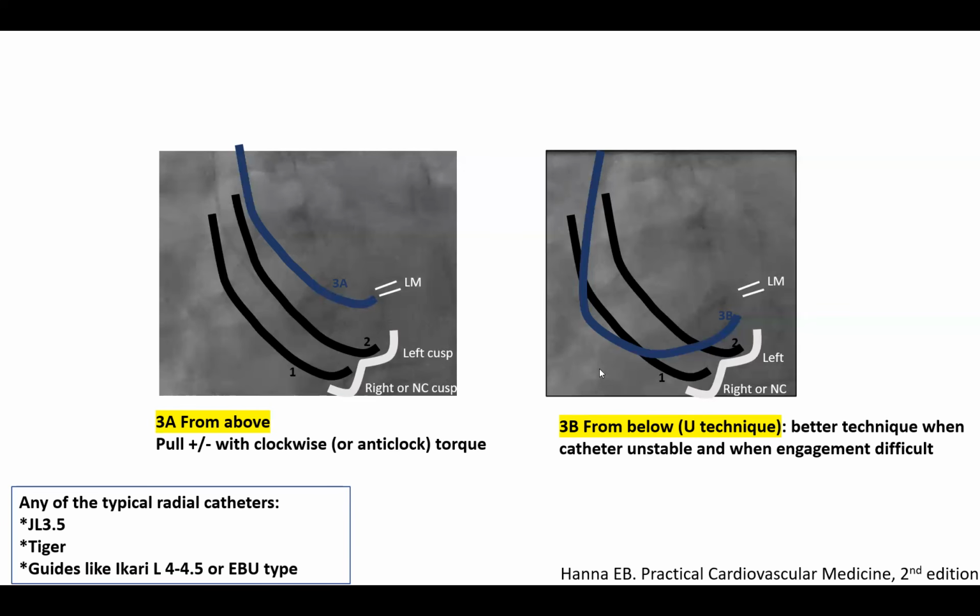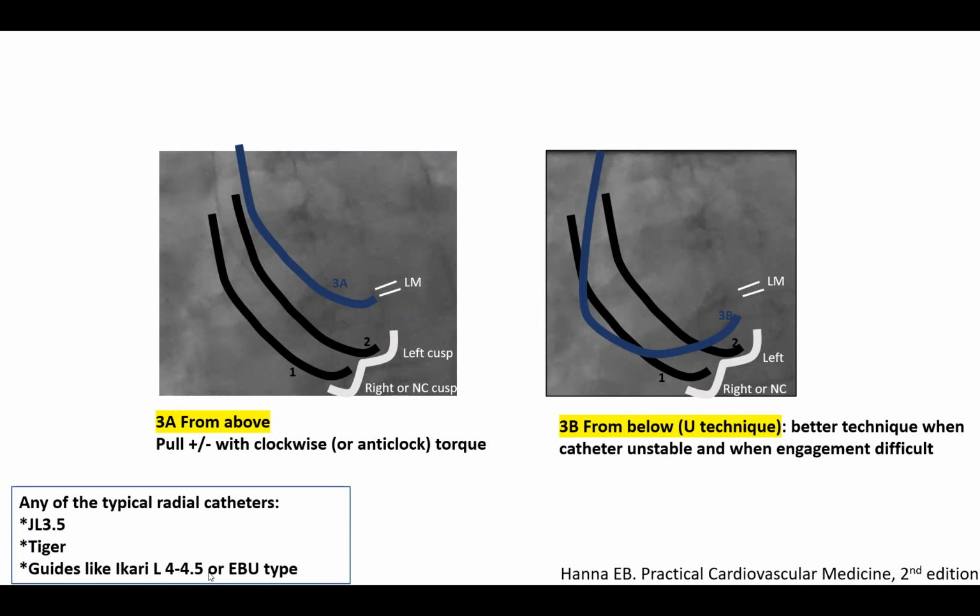So once I reach number 2, rather than pull the number 2 catheter to engage, I actually push it. So I push the catheter, I make it loop from below and reach the left main. This is what we call the U technique. It's a better technique when the catheter is unstable and when engagement is difficult.